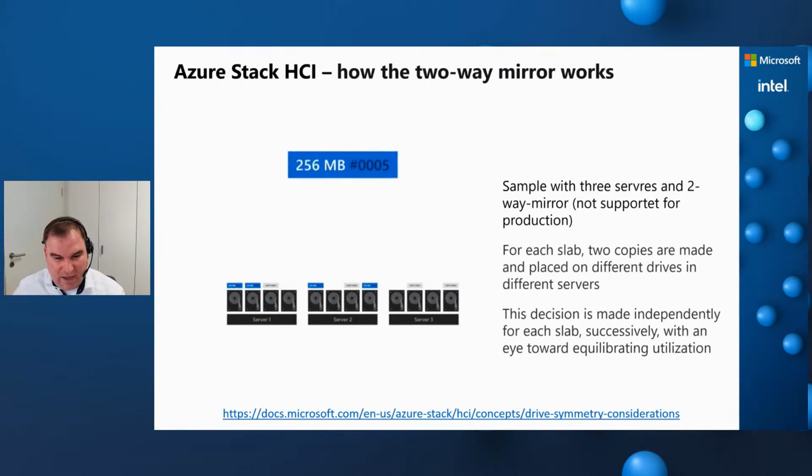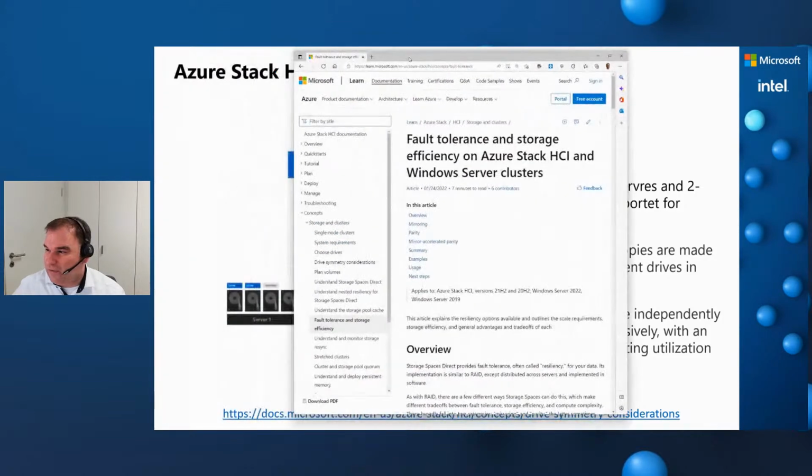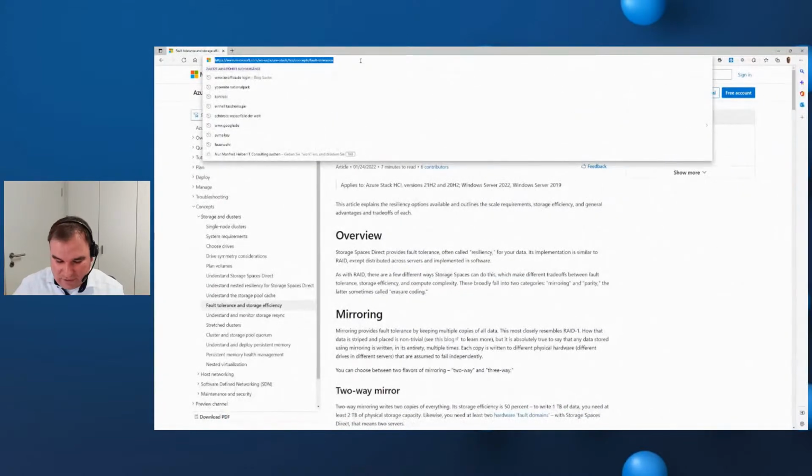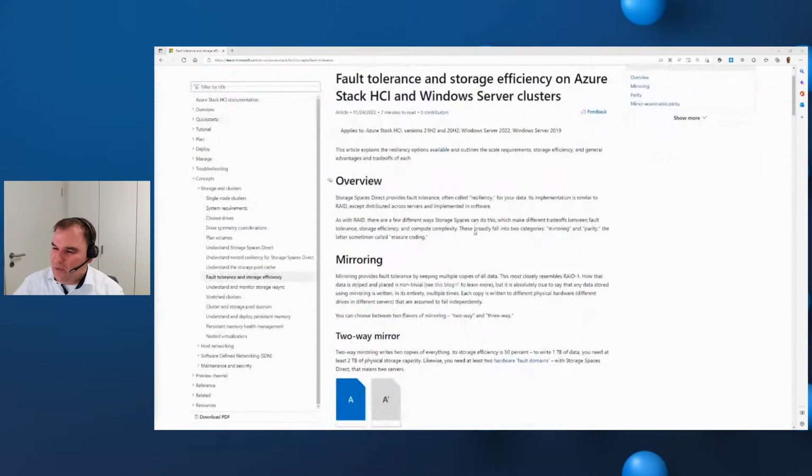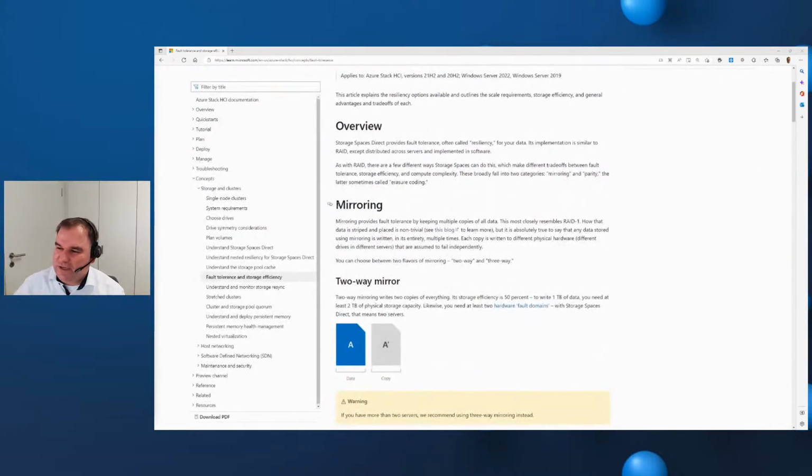There's a nice docs.microsoft.com or learn.microsoft.com article. I can post this article to the chat window here, so you should receive the information on the channel you are watching. And there we have the different resiliency types explained in detail.